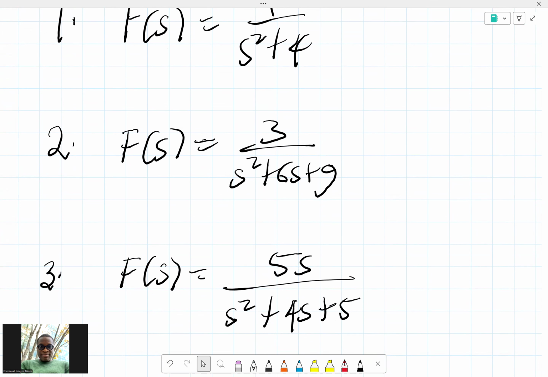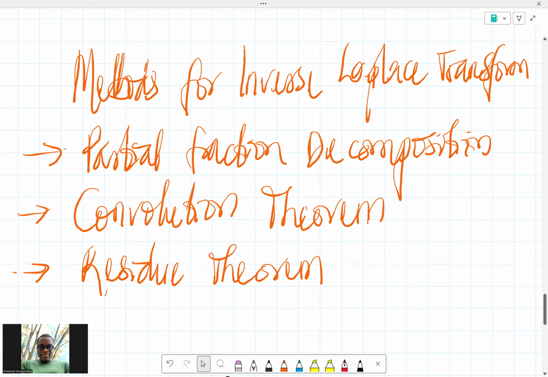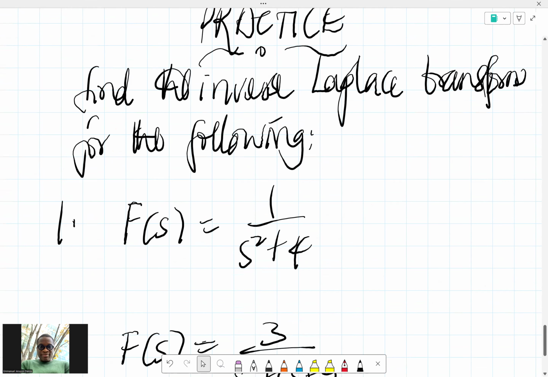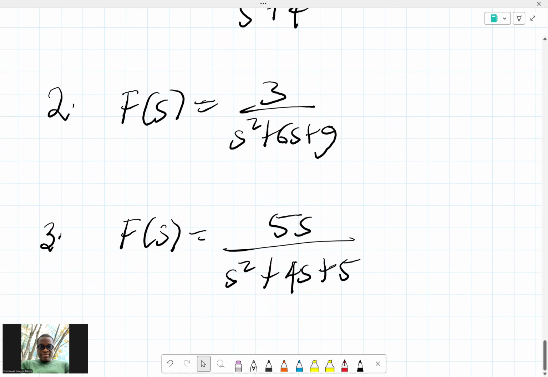Then of course, if you have not subscribed to this channel, you'll be missing a lot. In the next three videos, I'll be taking all these methods for finding the inverse Laplace one after the other. So I'll start with partial fraction decomposition, then in another video the convolution theorem, and in another video the residue theorem, which is related to complex analysis.